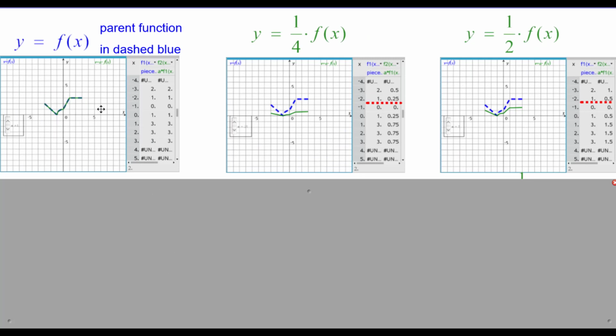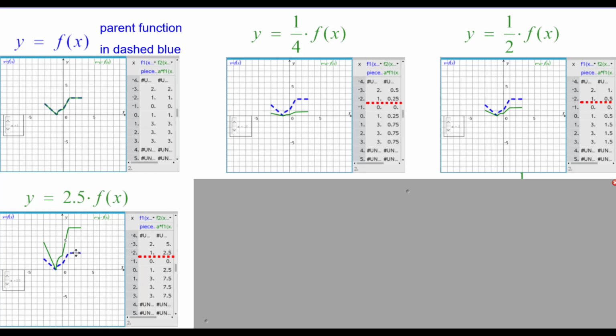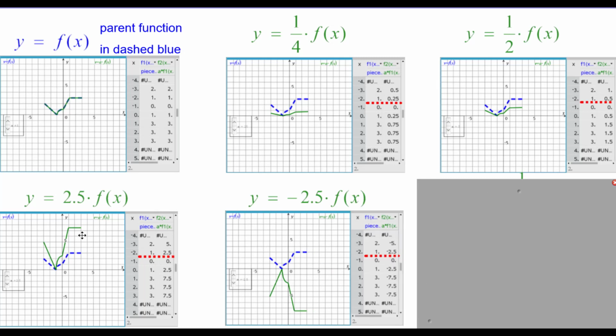And the last one we're going to look at is this generic function, y equals f of x, a piecewise function. It's in dashed blue. Y equals 1/4 of f of x. Notice what the graph looks like compared to the parent and what happens in the table. Y equals 1/2 times f of x. Y equals 2.5. I went with 2.5 instead of a whole number this time and see what happens to the y values. Y equals negative 2.5 and how it compares to y equals positive 2.5 times f of x.